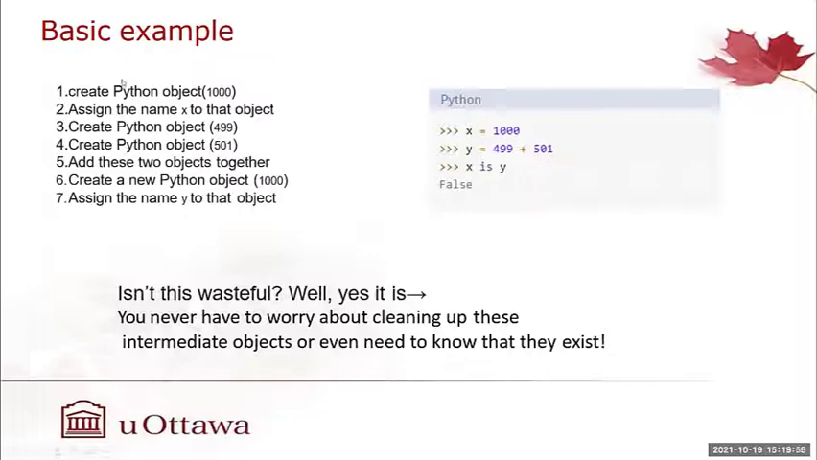Let's take a look at this example. Create a Python object, the integer 1000, and assign X to it. So create X equal to 1000. Then create another Python object, 1000, and assign Y. If I compare both of them, they will have the same value, but if I use is, they will not be at the same memory location. But don't you think that this is wasteful?